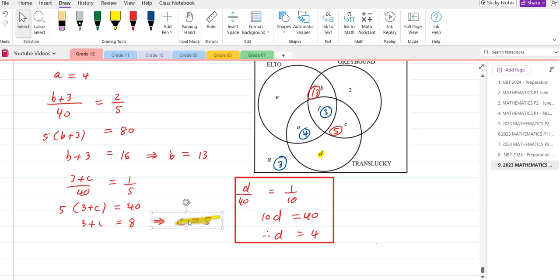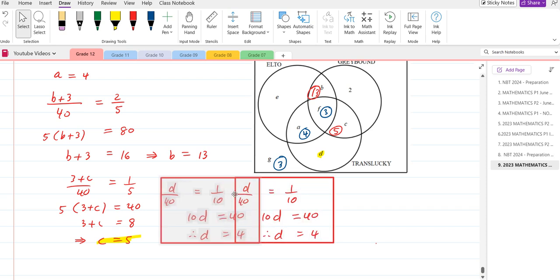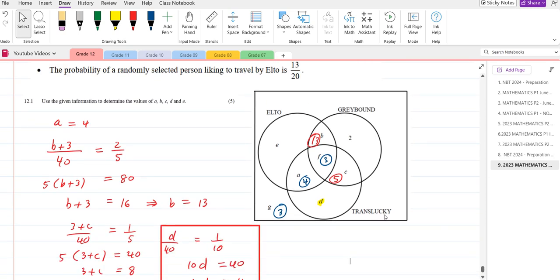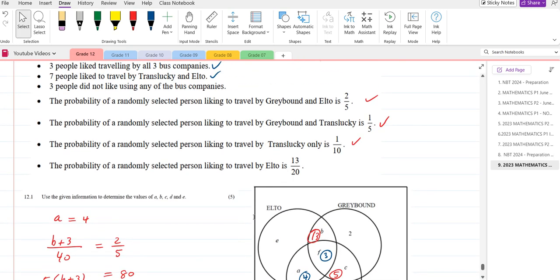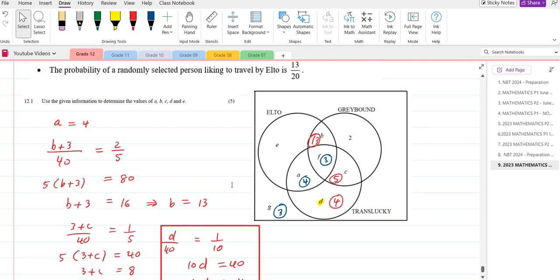Let's put C here, right? So far I've got A, B, C, D. Now let me put the value for D inside, because we need to solve for one more. D is equal to 4. Next one, the probability of a randomly selected person liking to travel by Alto is 13 out of 20. So that's going to help us calculate E.